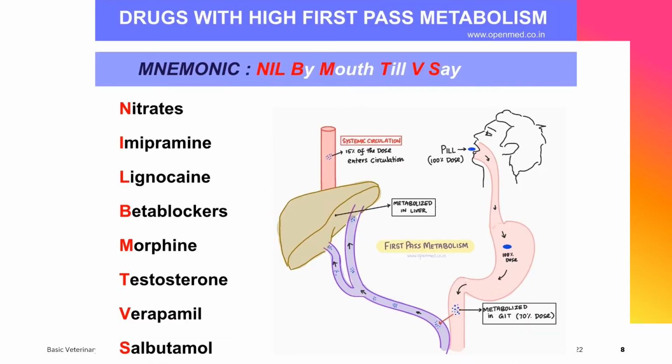What is the clinical significance of first pass effect or the first pass metabolism? This phenomenon is particularly significant for those drugs having a high first pass metabolism. Examples of drugs with a significant first pass effect are these drugs here. For example, we have here the beta blockers. Example of a beta blocker is propranolol. We also have morphine and the calcium channel blocker verapamil.